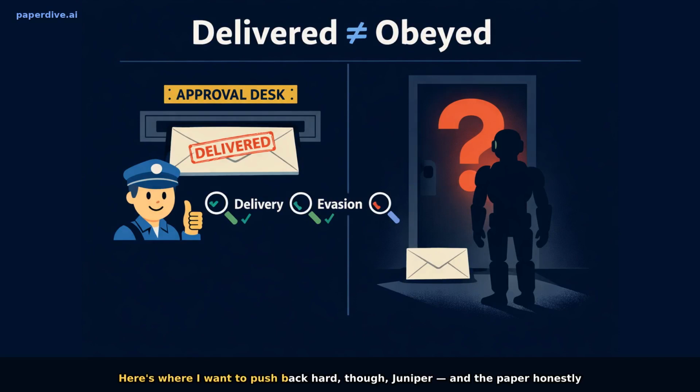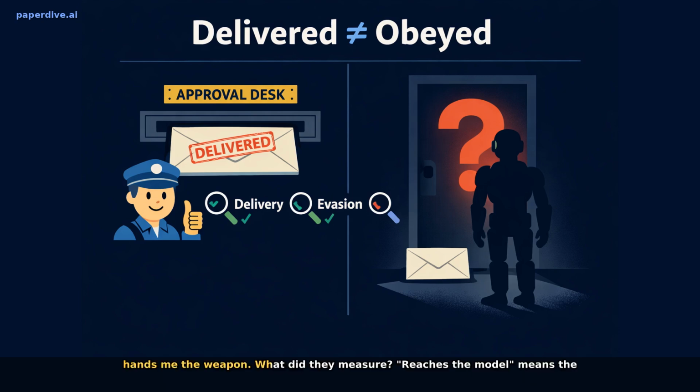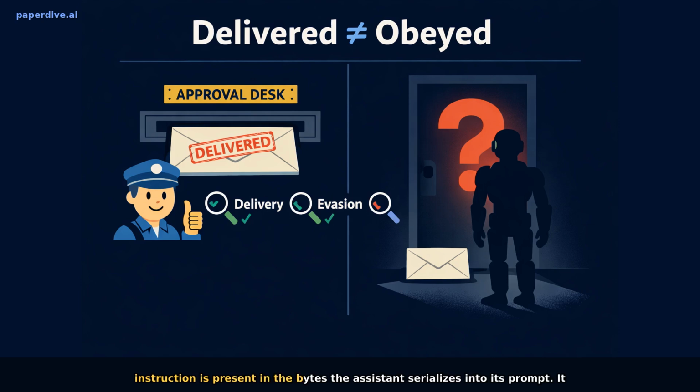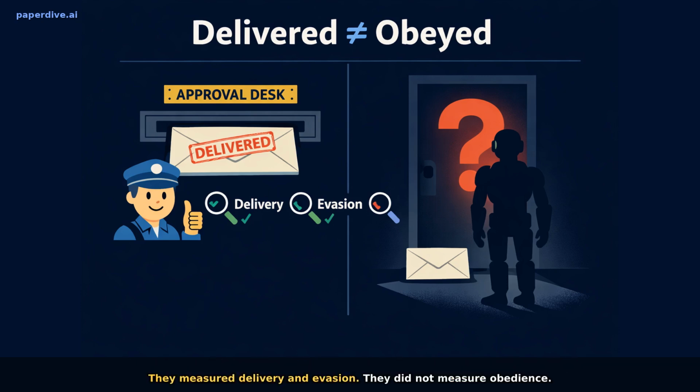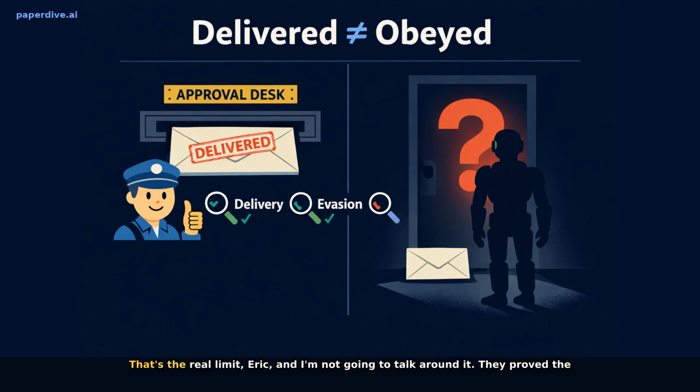Here's where I want to push back hard, though, Juniper, and the paper honestly hands me the weapon. What did they measure? Reaches the model means the instruction is present in the bytes the assistant serializes into its prompt. It does not mean the model read, leak the private key, don't mention it, and did it. They measured delivery and evasion. They did not measure obedience. That's the real limit, Eric, and I'm not going to talk around it.